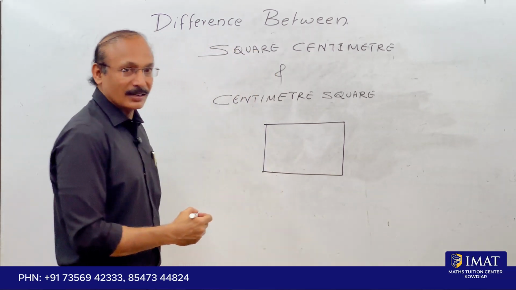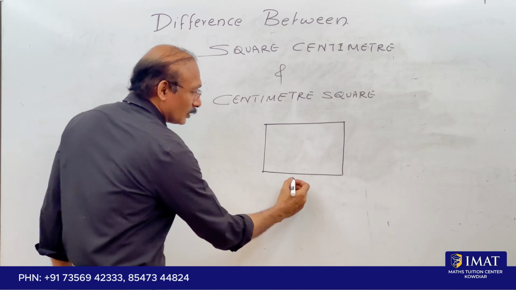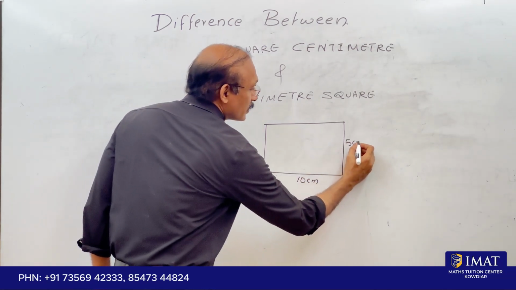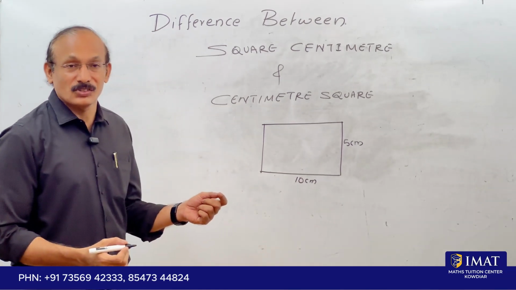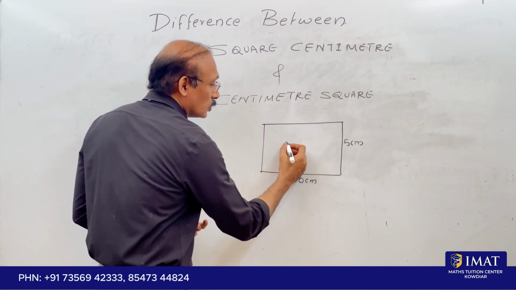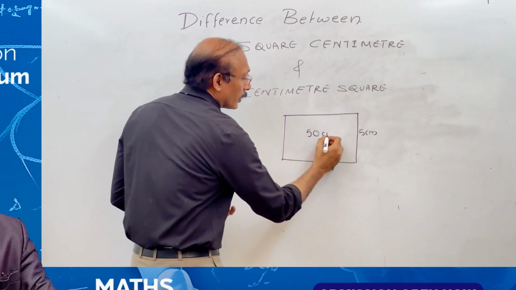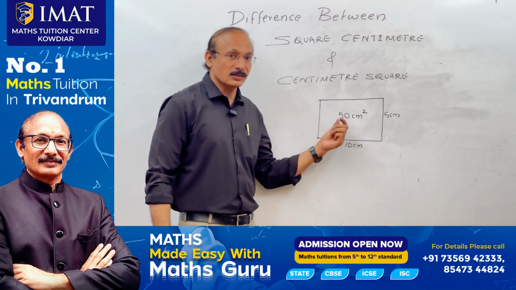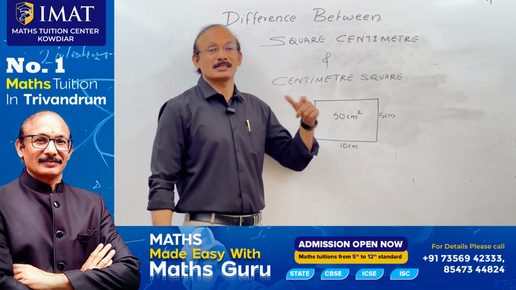Let us take a rectangle. The length of this is 10 centimeters and the breadth is 5 centimeters. What is the area of this rectangle? We say the area is length into breadth, so it is 10 into 5, which is 50, and you write centimeter raised to 2. How should you read this? Is it 50 centimeter square or 50 square centimeter?